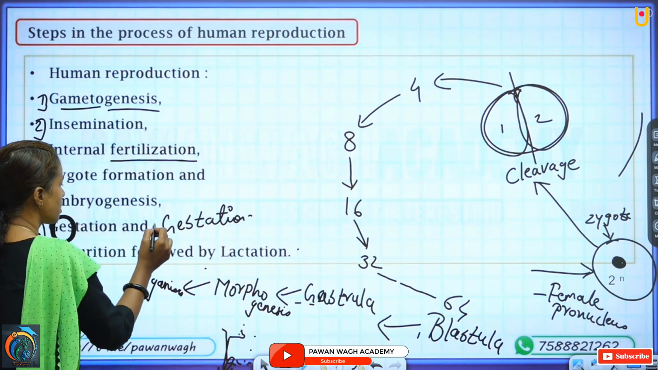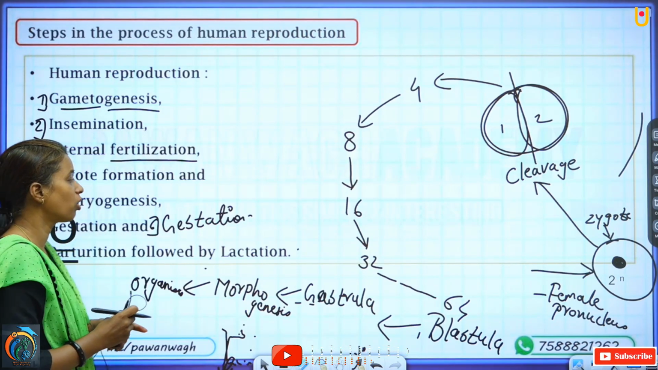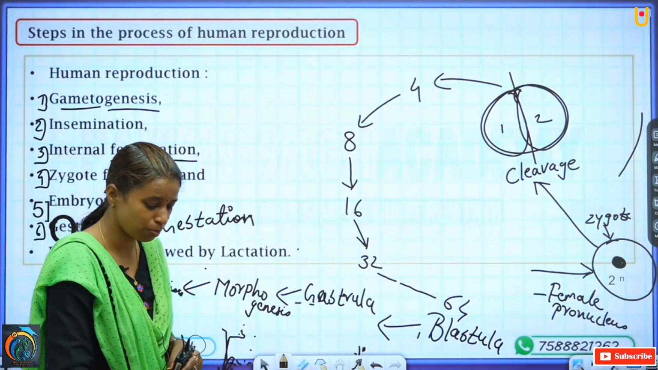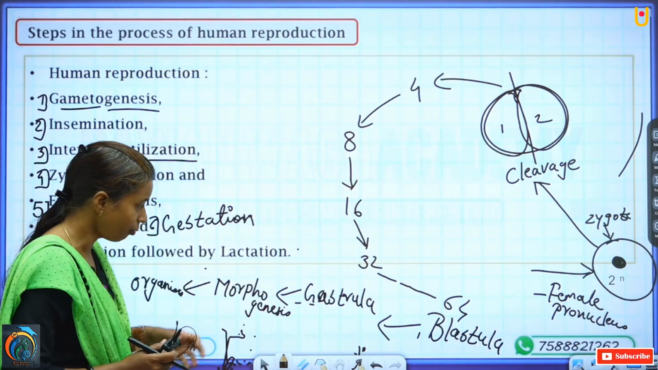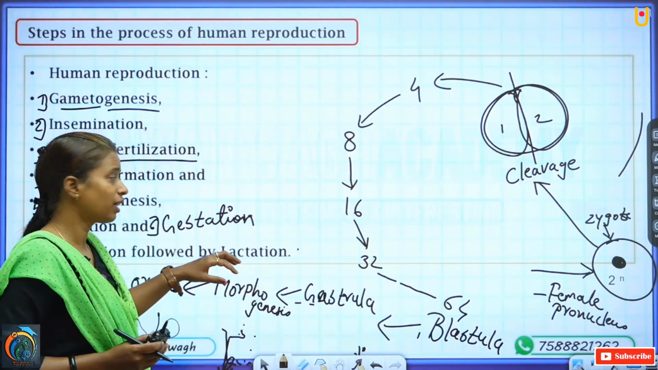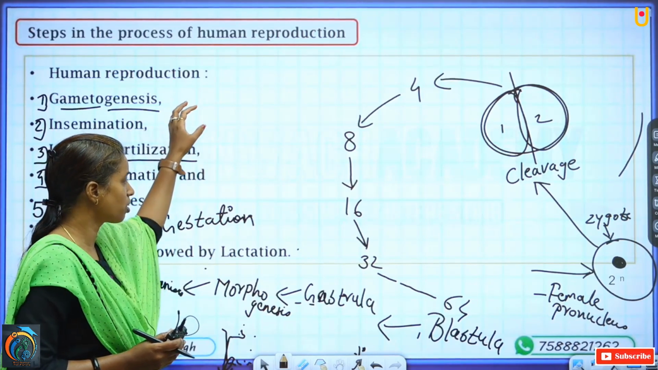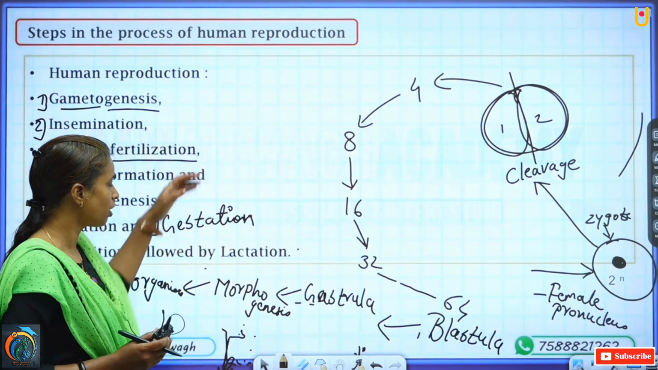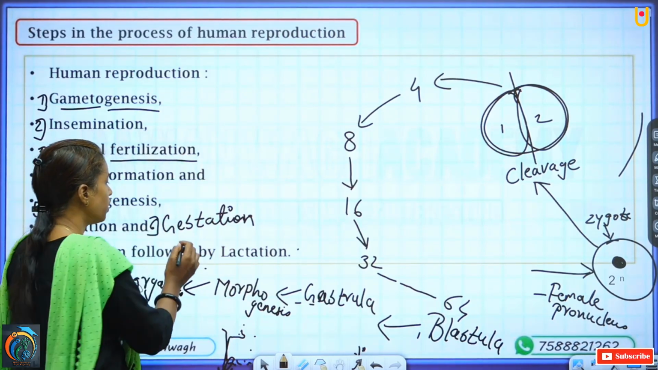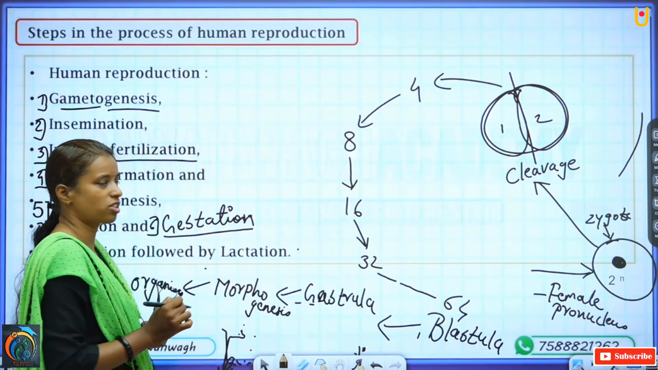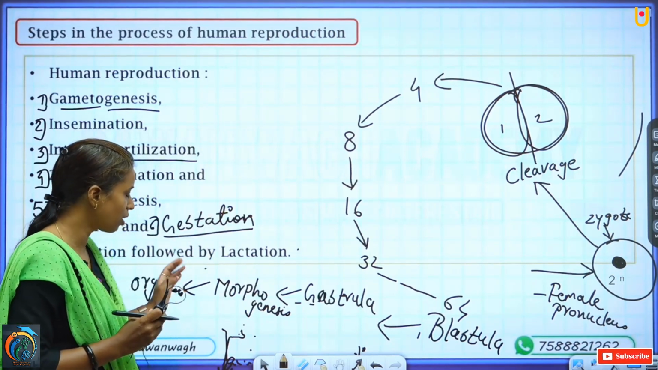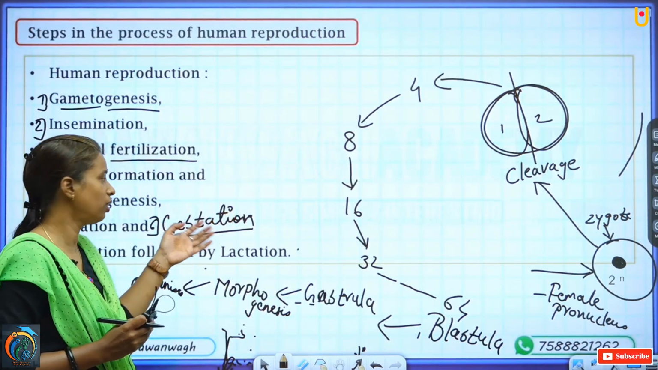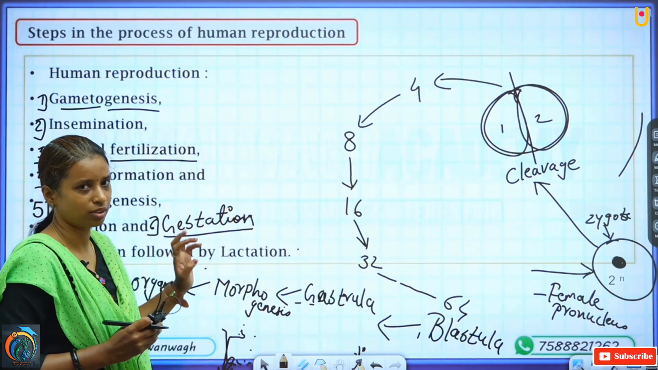Sixth process, it is the period of gestation. Now, what is meant by gestation? Gestation is the period between conception and parturition. That period is known as gestation. And here what happens with that fetus? The growth and development of the fetus will occur during this gestation period.